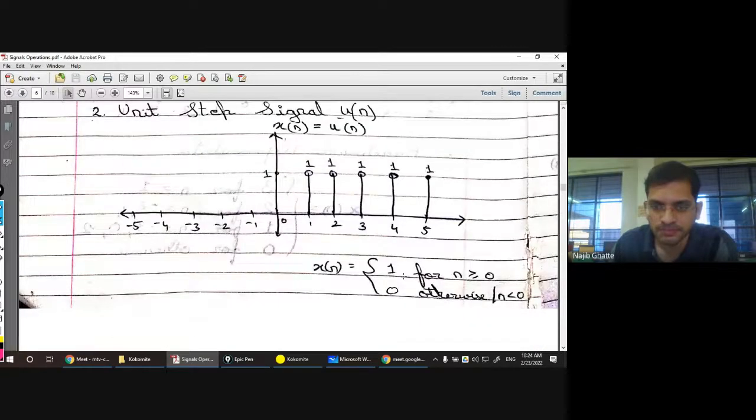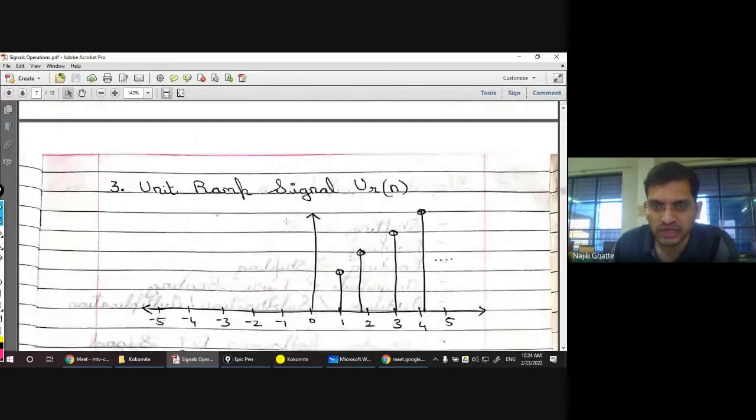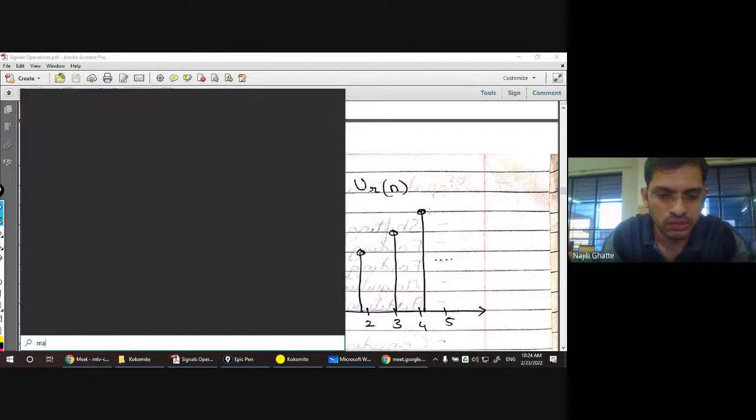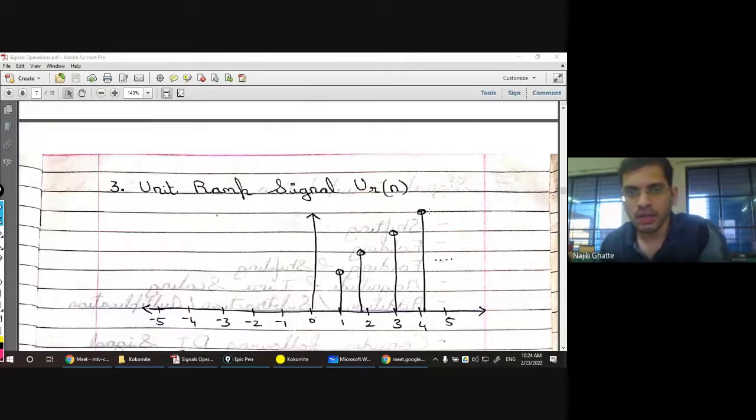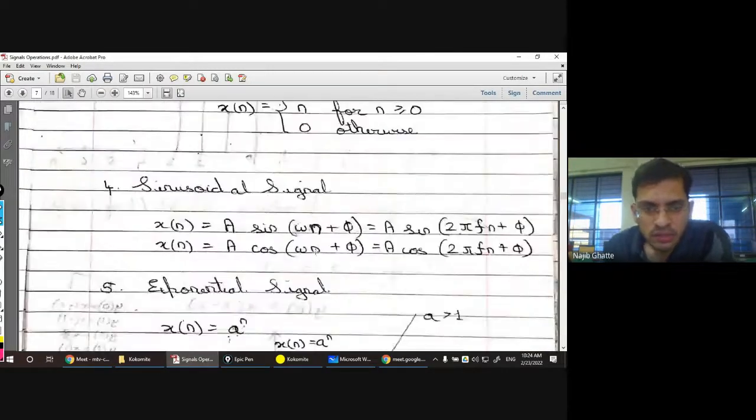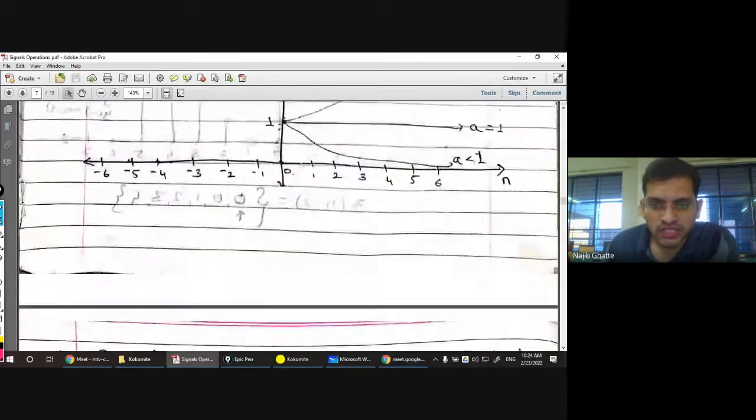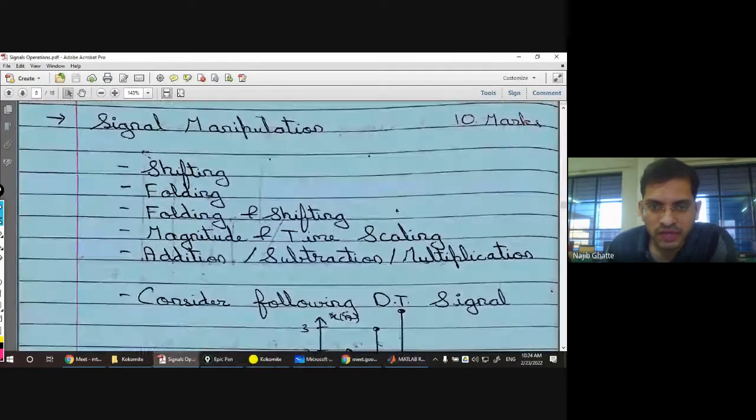Fine, understood, sir? Similarly, if we talk about unit ramp signal, the ramp signal will look like this: 0, 1 पे 1, 2 पे 1, 3 पे 1, 4 पे 1, and so on. Is it clear to you, sir? Okay, fine. Now, next, sinusoidal signal, exponential signal. Okay, so this is what we have seen so far.